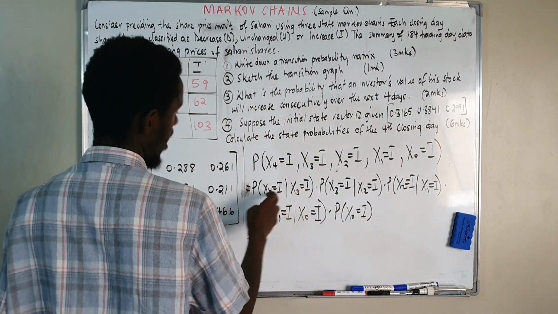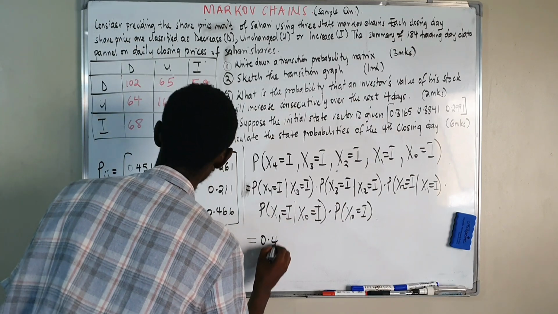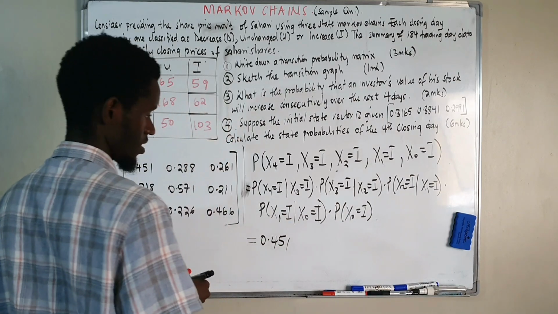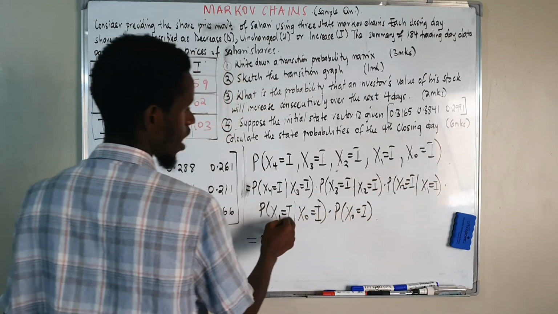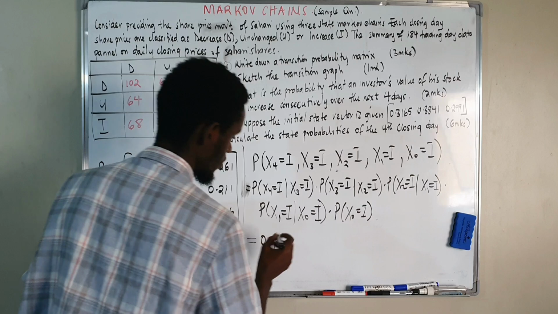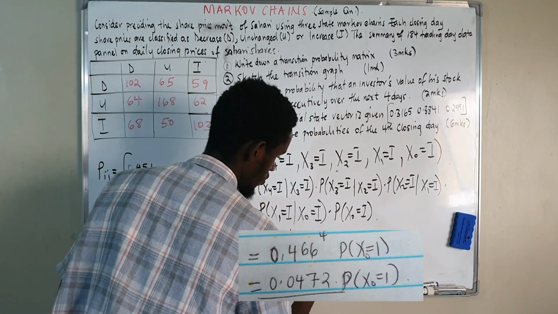I'm coming from I to I. From I to I is 0.451, but it's the same thing. This is I to I, I to I, I to I, I to I. I'm coming there 4 times. This is just the power 4 times the probability of x not equal to I.